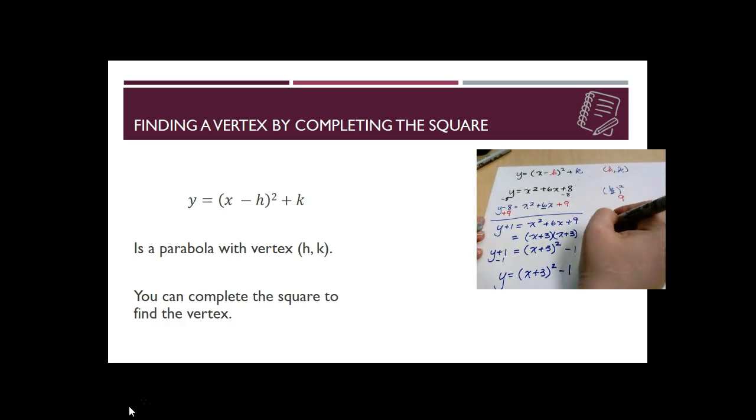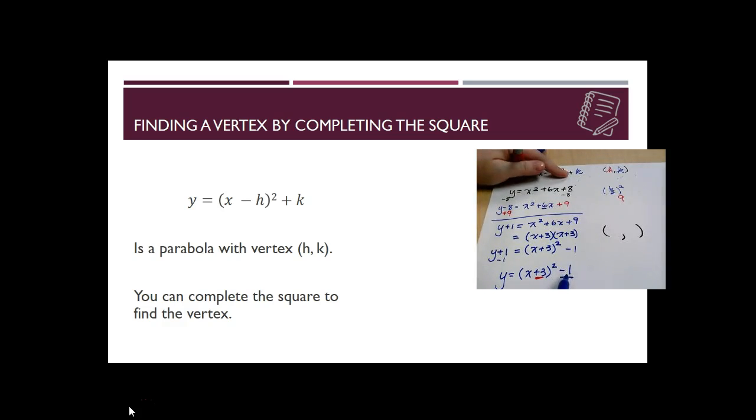Remember the formula here says it's x minus h. Right here is my h, and then it has a plus k on the end. So if you notice, over there on the end is the plus k. You should be able now to figure out that the k on the end here is -1. That's the number that's being added.